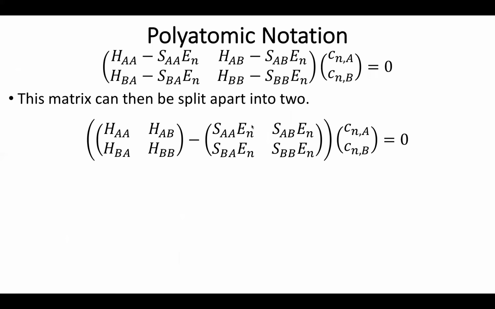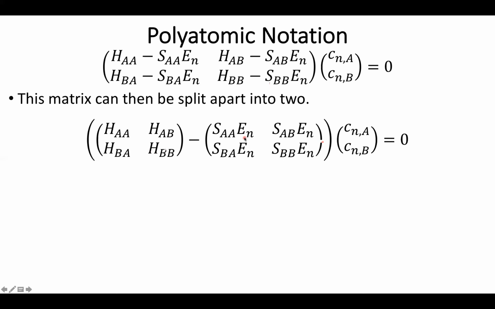What's going to be very useful, because let's be honest, this matrix is a little bit messy, is that I've got a subtraction element in each of my matrices, which means that I can actually split this matrix into 2. So I can take it as the matrix of the Hamiltonian, so my Coulomb integrals and my resonance integrals, minus the overlap integrals times the energy, and then all of the difference of these two all multiplied by my coefficients.